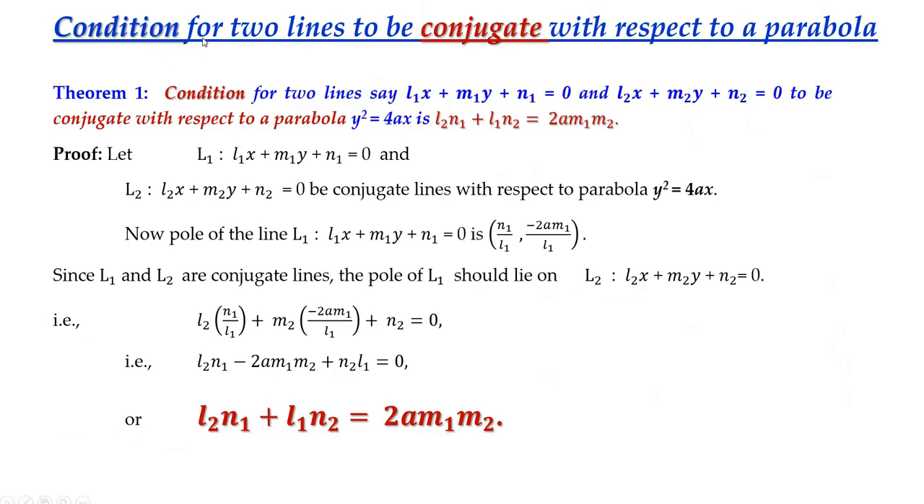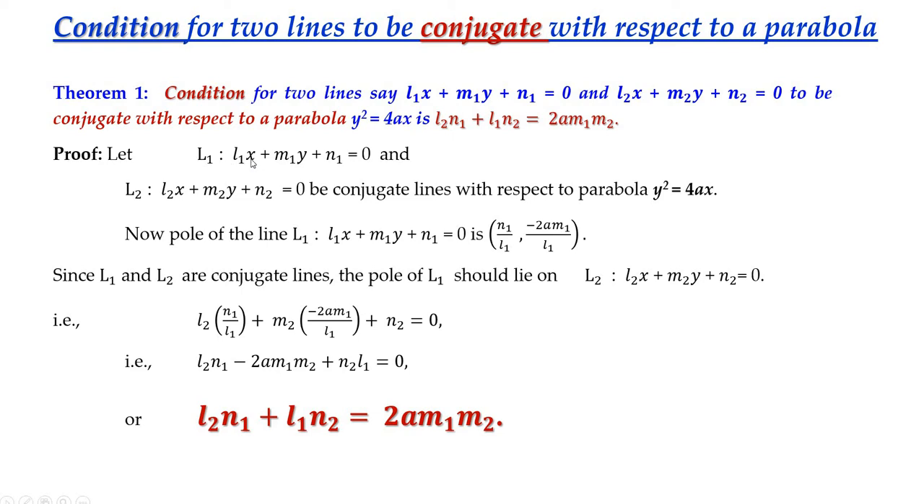This condition for 2 lines to be conjugate with respect to a parabola can be obtained by using the definition. So the condition is this. You are given 2 lines, L1x + M1y + N1 = 0, L2x + M2y + N2 = 0. So these 2 lines will be conjugate lines provided some condition is true. So how to obtain the condition? Given any line, we know how to obtain its pole. The definition says that the pole of one should lie on the other line. Only then those 2 lines will be called conjugate lines.